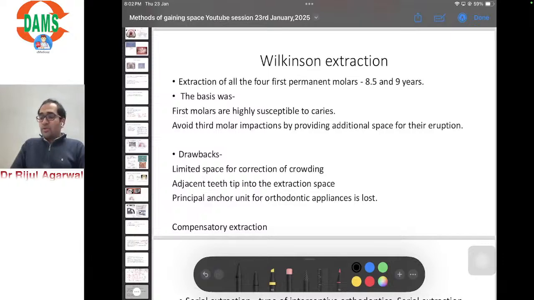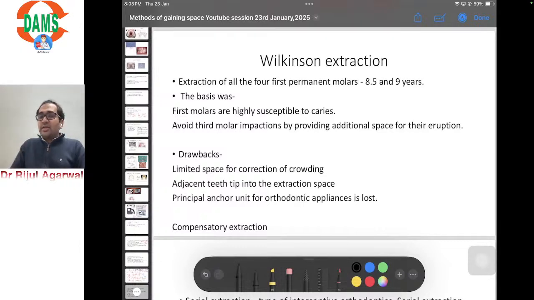Okay, so what were the drawbacks? As time progressed, studies were done. It was found that if we extract the first permanent molar, there was hardly any space for correction of crowding. Permanent first molar is a posterior tooth. Mostly what we get is crowding in the anterior region. If we extract a tooth so far posteriorly, what will it do? We won't get any space in the anterior region for correction of crowding.